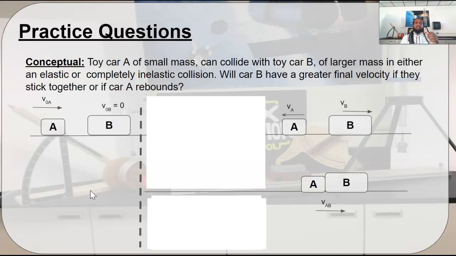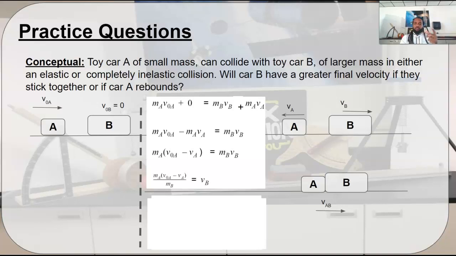So we apply conservation of momentum. Initially, we have only car A moving. At the end, we have A and B moving. Even though we know A rebounds, which means that it has a negative velocity, for the sake of the math and honoring the equation, total before and total after, I'm going to sum my momenta. I'm going to have a plus sign there, keeping in mind that VA is in the negative direction. Moving things around a little bit, you can quickly get an expression for VB, keeping in mind again, VA is in the negative direction.